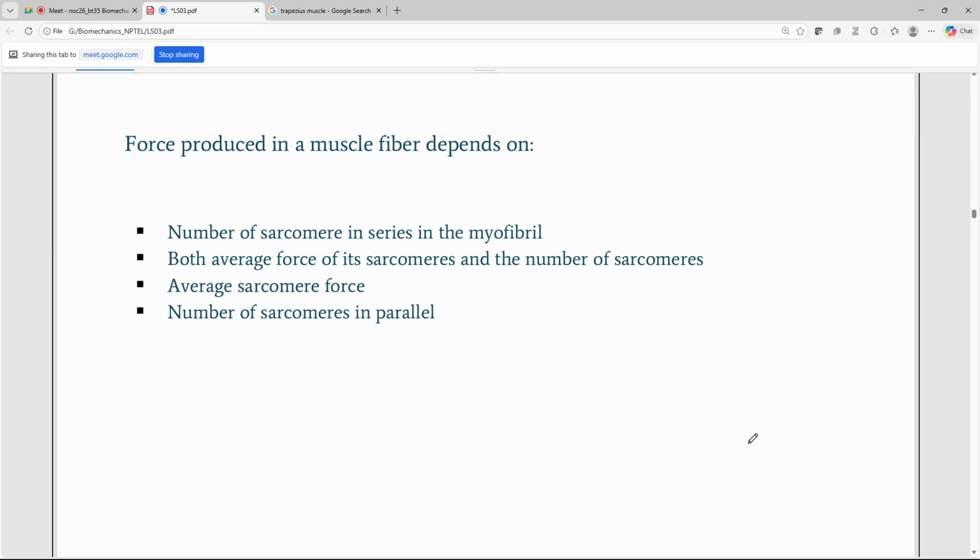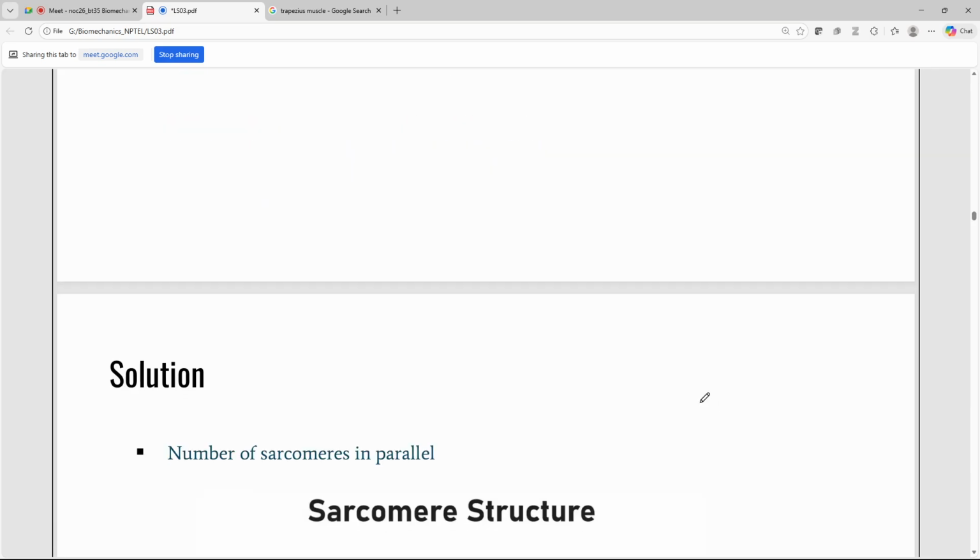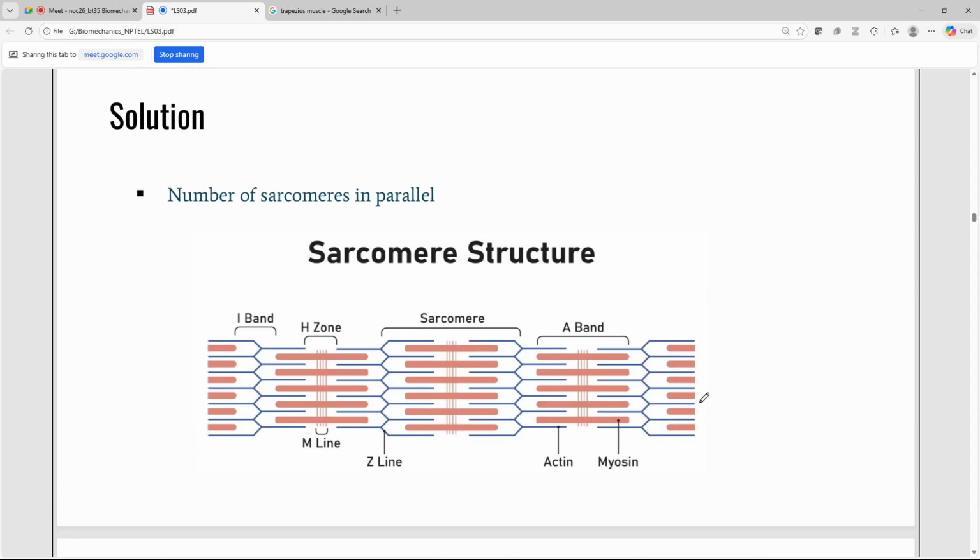The right answer is option D. None of you got it correct. First is the number of sarcomeres in parallel. This is the sarcomere structure. The blue lines are actin filaments, and the thick red lines are myosin, and this is the sarcomere. The force will increase only if the number of sarcomeres in parallel is more.